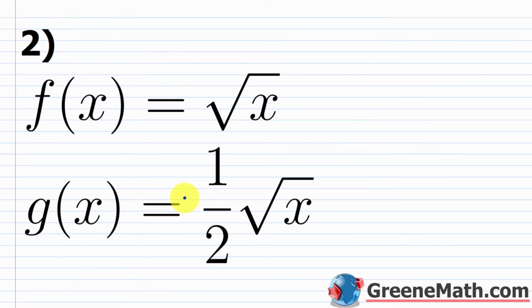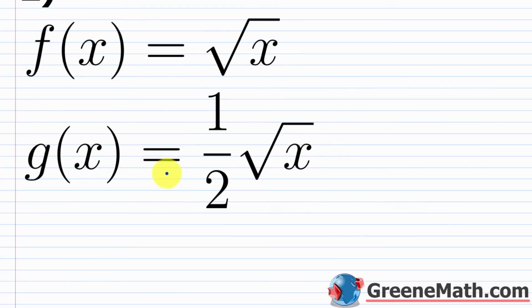All right, let's take a look at problem 2. So here we're given f of x equals the square root of x, and g of x equals 1/2 times the square root of x. So again, I'm just going to go with the way that the problem is presented, and I'm going to rewrite g of x in terms of f of x. So I'm going to say that g of x is equal to 1/2 times f of x.